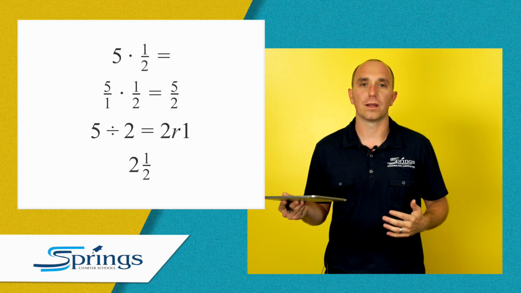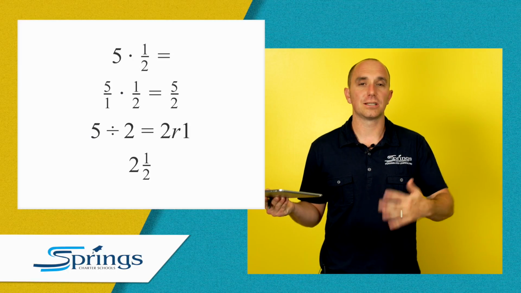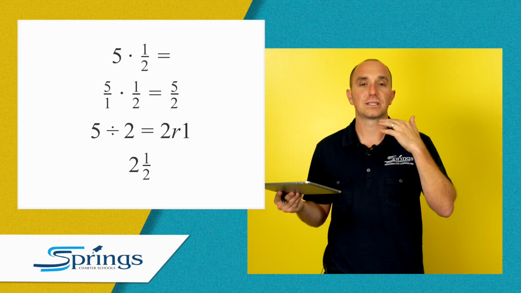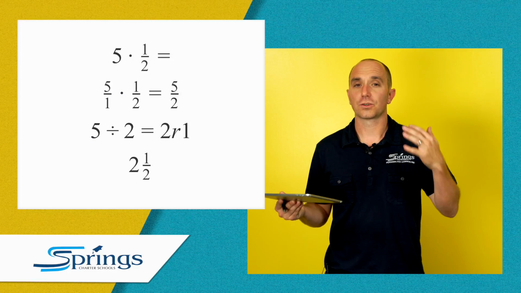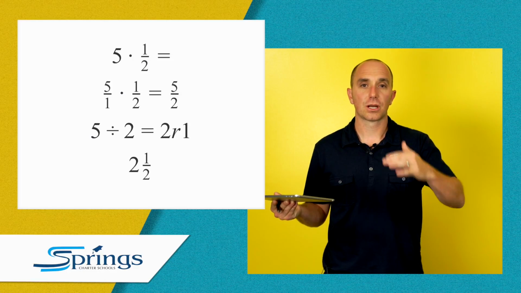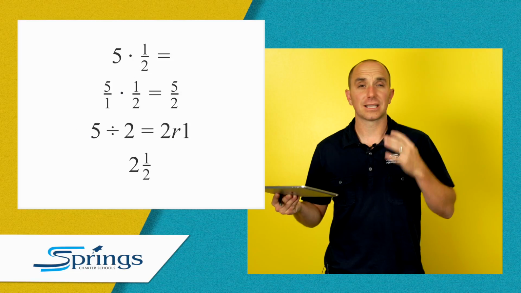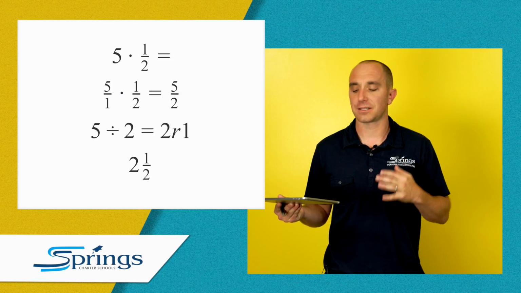Put 5 over 1, because if we were putting it into a mixed number or figuring it out, we'd say 5 divided by 1 goes in 5 times. 5 would be my whole number. So whole numbers are represented by just putting that number over a 1, and it doesn't change the value of 5, but it makes it a fraction.